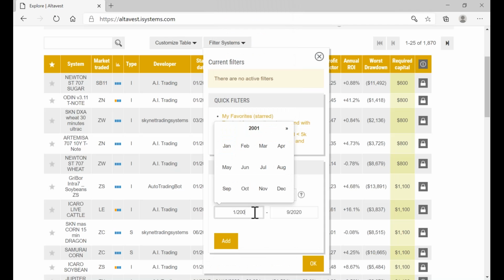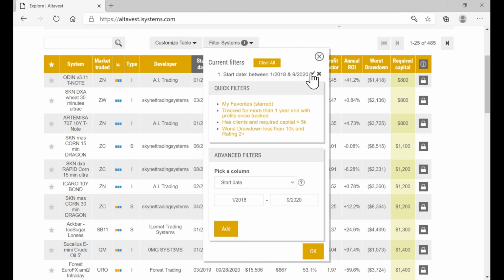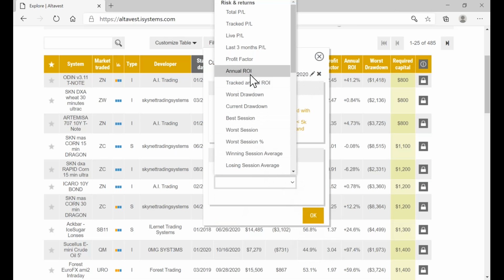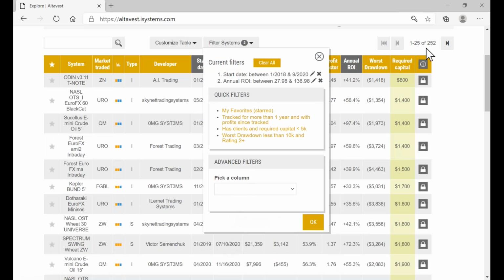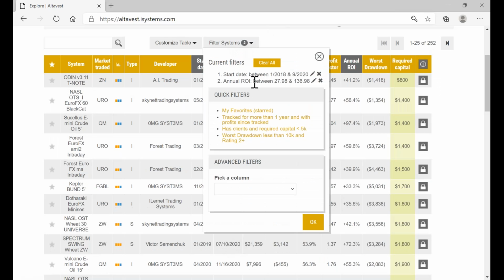Let's put a start date of 2018 as one of our filters. So now you have 485, and you can see the filters right here. And if you wanted to change it and modify that date, you could just by doing that. And maybe we'll add another filter. Annualized return on investment. Just going to make up something here. Now you have 252 that meet, excuse me here, that meet these two filters here, the starting date and the annualized return on investment.